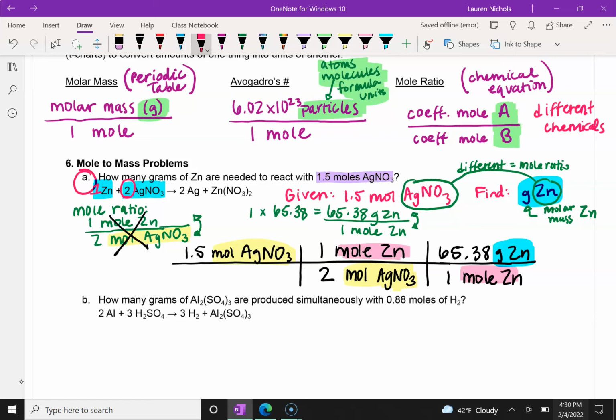So we always start with our 1.5 and just multiply across the top. Times 1 times 65.38, and then we divide by anything at the bottom. So divided by 2, divided by 1. And when you put this in your calculator, you should get 49.0 grams of zinc.